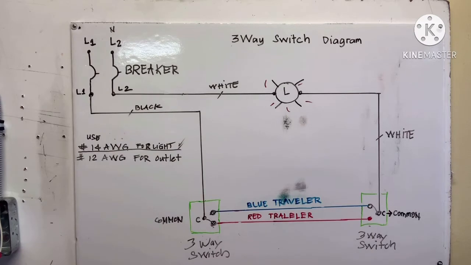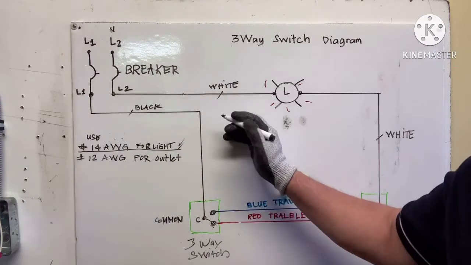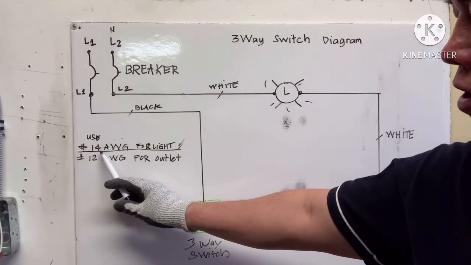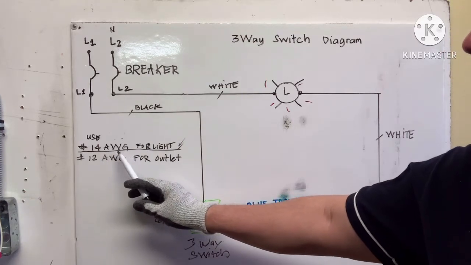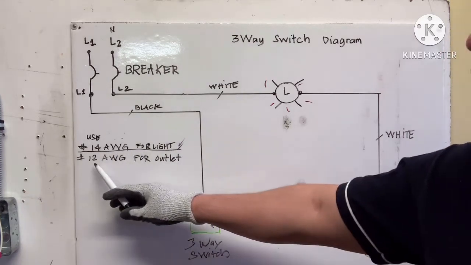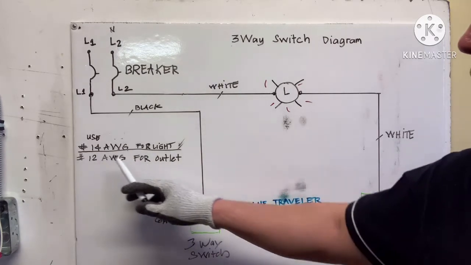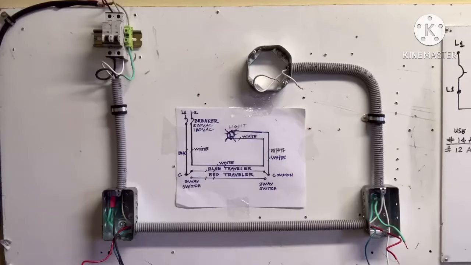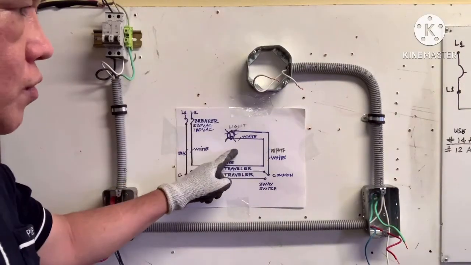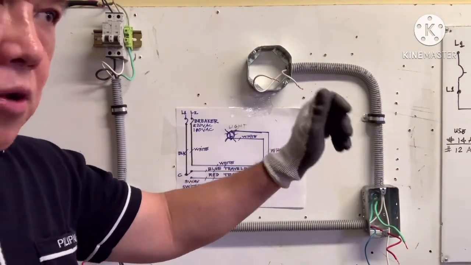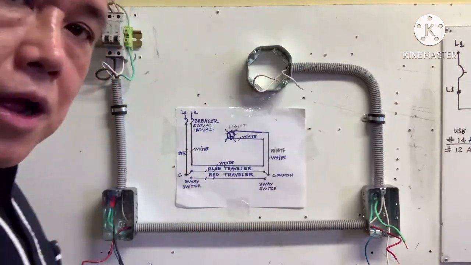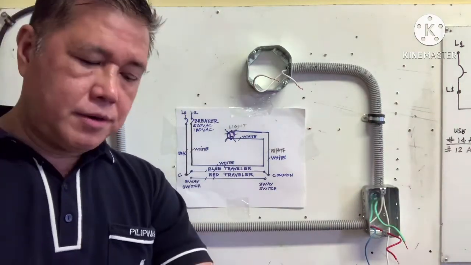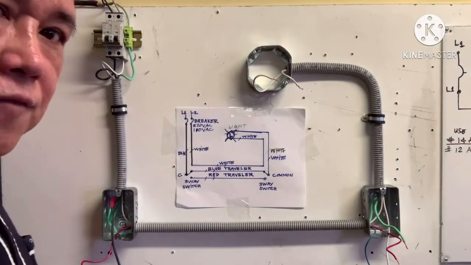For the lighting, the size of wire we're going to use is number 14. Take note, number 14 American wire gauge for light. Don't use number 12, because number 12 is for outlet. Use size number 14 wire for light. I have a drawing here too, that's the original drawing to make it clear. You understand faster and quickly. So for the beginner, you need to make a drawing so that you learn faster and quickly.